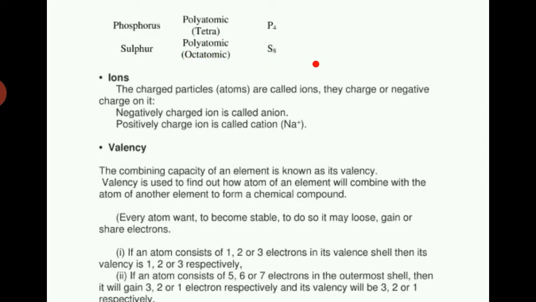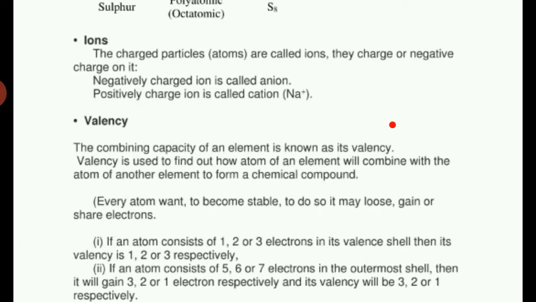Now we will see what ions are. Charged particles are called ions. Whether it is positively or negatively charged, it is called an ion. Negatively charged ions are called anions, and positively charged ions are called cations. For example, Cl negative is an anion, and Na positive is a cation.